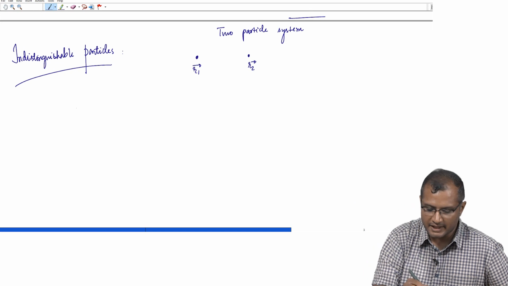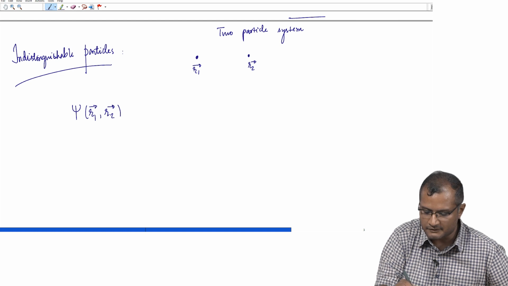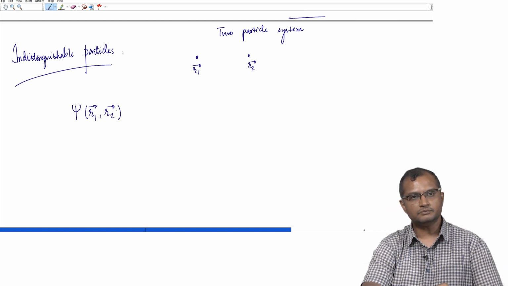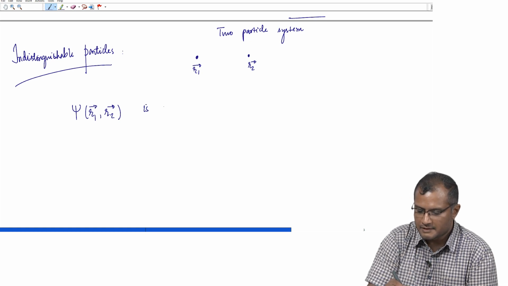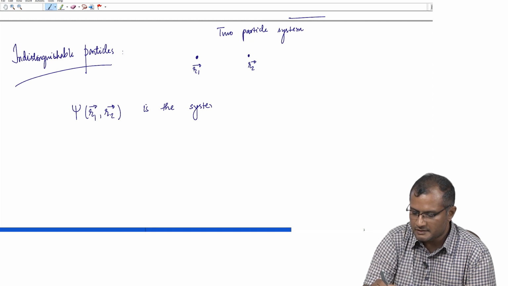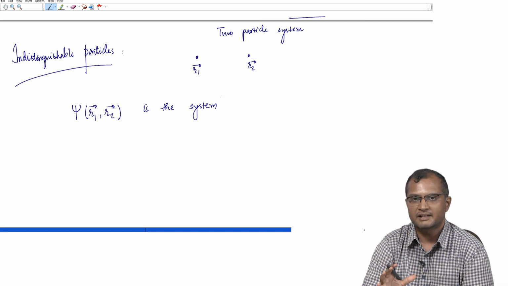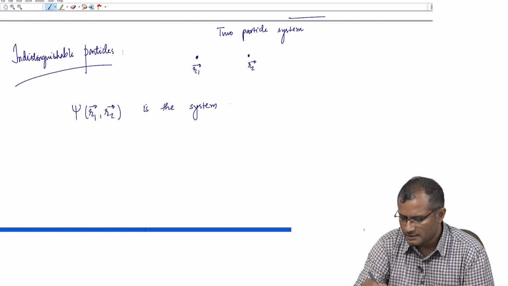Then I can write down the wave function of the 2 particle system as psi of R1, R2, which is the system wave function. I will show how to write down psi, which is the overall wave function, in terms of single particle wave functions in a short while.